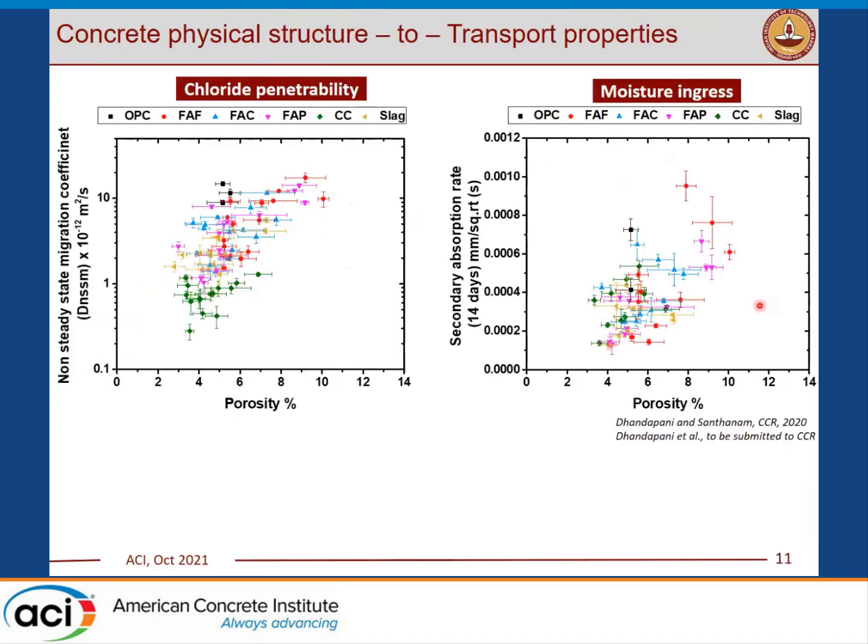Moving on to whether we can explain the performance of concrete using this parameter. We try to relate it with different microstructure-based factors. For example, when we look at chloride penetrability rate and moisture ingress rate with porosity, you do see a generic trend, but the scatter is quite large at a given fixed porosity. You have a very wide range of transport indices that can be obtained in the system.